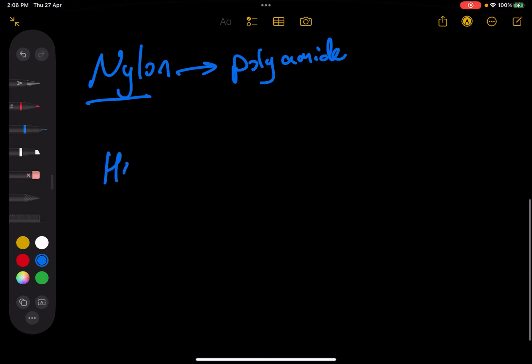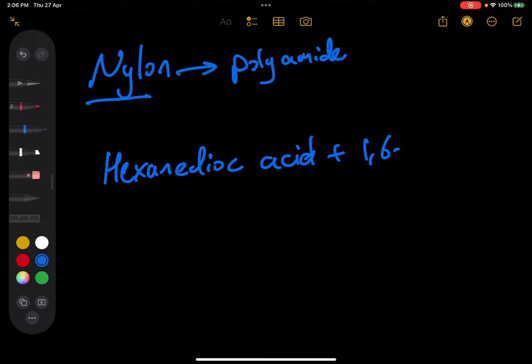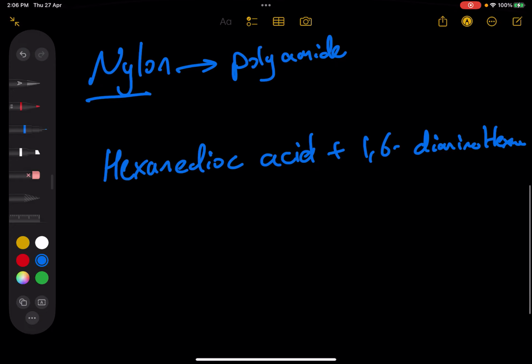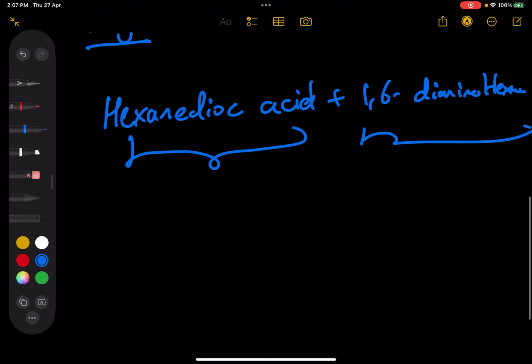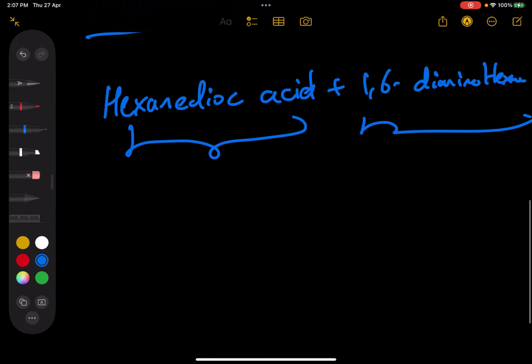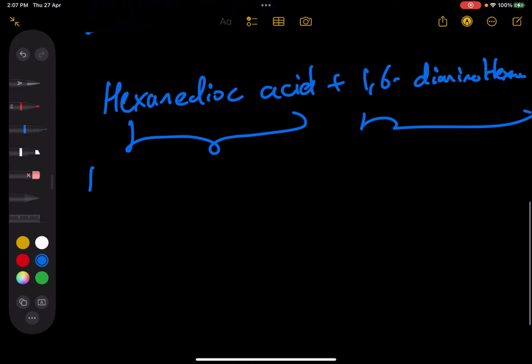We have hexane dioic acid plus 1,6 diamino hexane. Do you remember the amino group? It was NH2, right? Okay. So we have hexane dioic acid and 1,6 diamino hexane. Hexane dioic acid, dioic, so it has two acid groups.